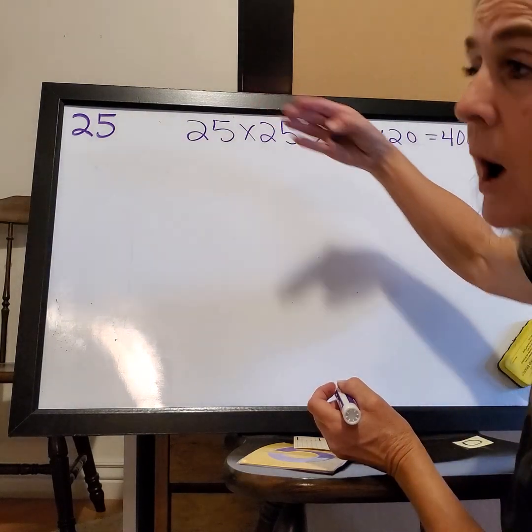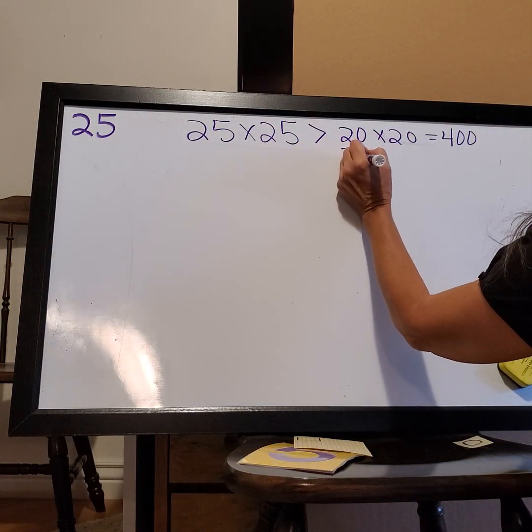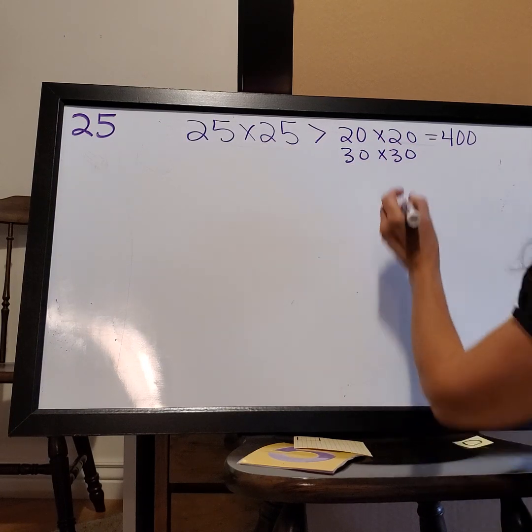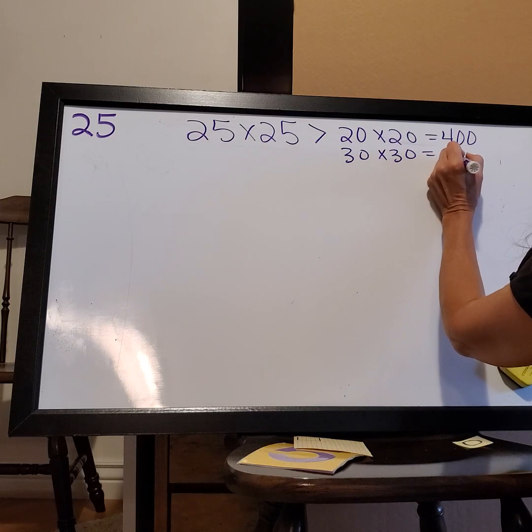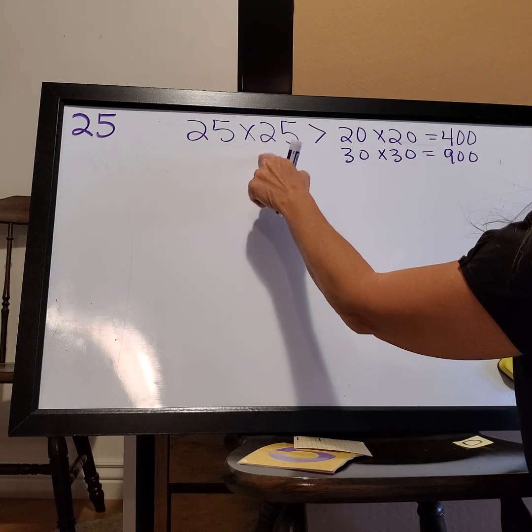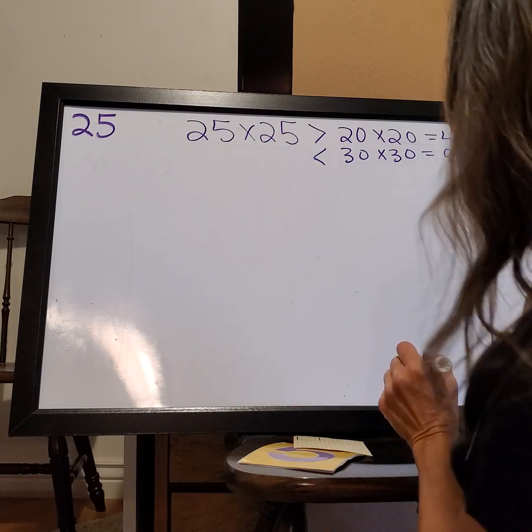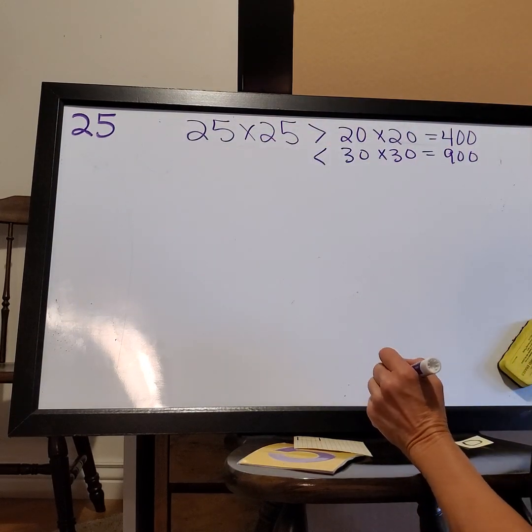Next, I'm going to go up. I know 30 times 30. 3 times 3 is 9, so 30 times 30 is 900. I know this answer has to be less than 900. I can actually get even closer than that.